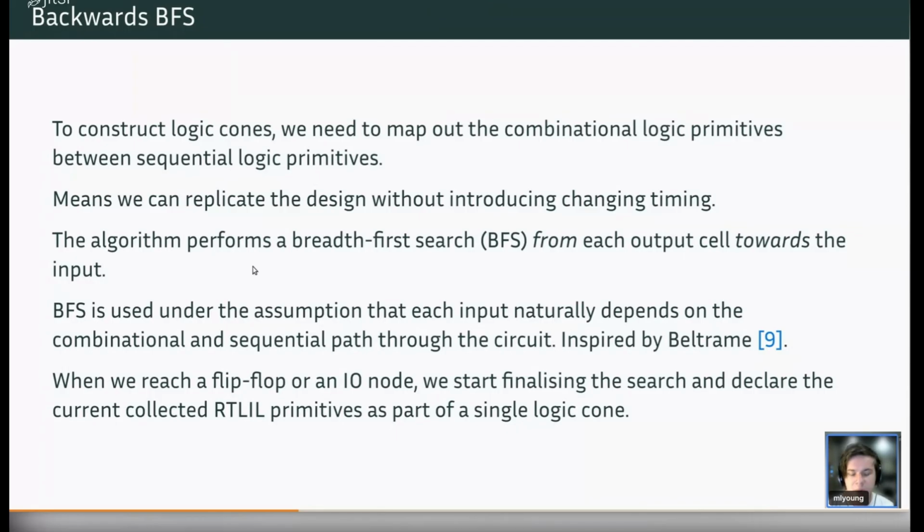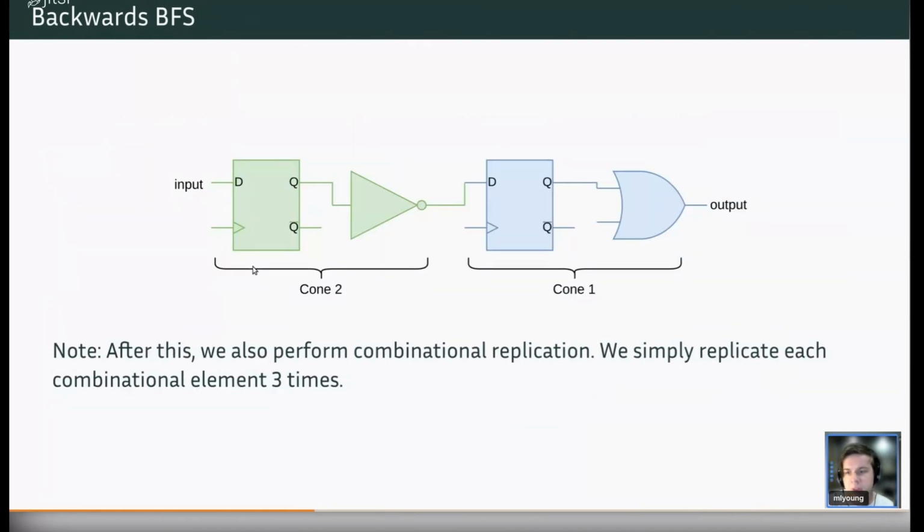And so when we reach an I/O node or a flip-flop node, and an I/O node is just what I call a node that is bounded on the edge of the circuit, we basically start to finalize the search and then declare that the RTLIL primitives we've collected along the way belong to a single logic cone. And what this looks like is here. So you can see a brief example of what Tamara will actually consider to be a logic cone, where you have this output, which is combinational, and then into a flip-flop, and then that gets bundled into a cone, and then the second cone can then start to be developed from there.